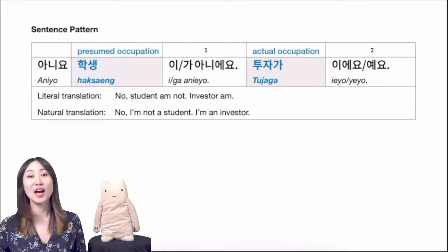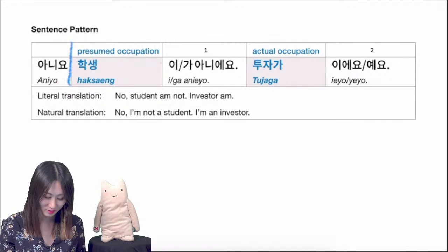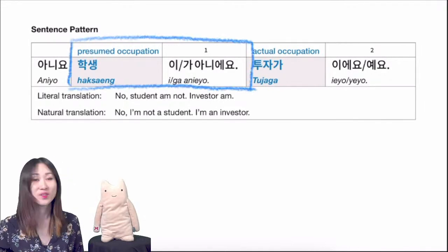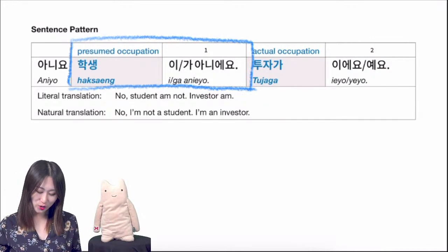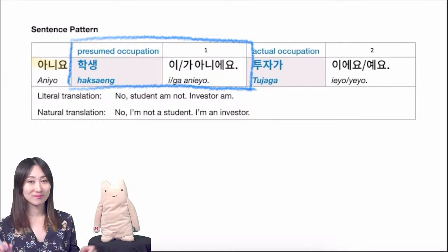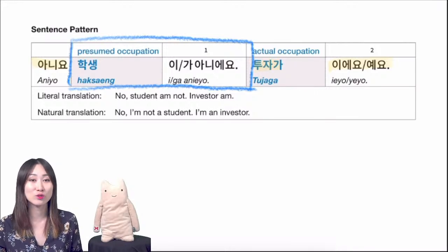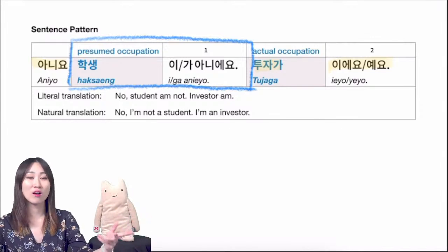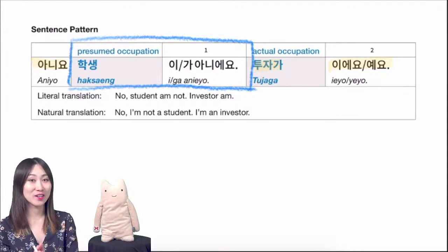Okay. So now let's look at this sentence pattern, which is, ta-da, this. 학생이 아니에요. Well, as for 아니요, you already know what it is, right? 아니요 means no, simple, no. And for this second sentence, we just talked about it, right? 이에요 and 예요 mean is, and 투자가 means investor. So it can mean I'm an investor. He, she, they, we, are, is, am an investor. So we already learned this sentence pattern. So let's focus on this.